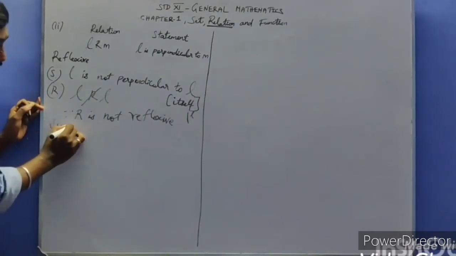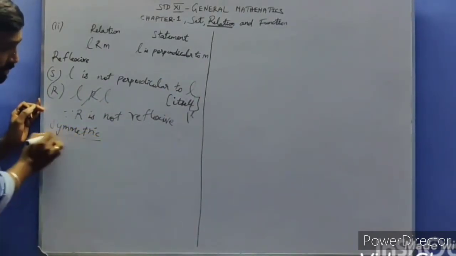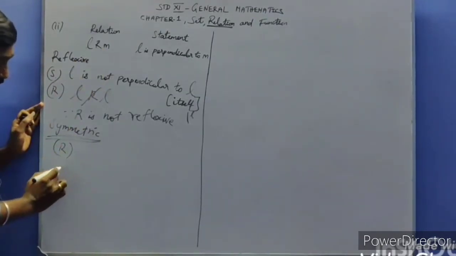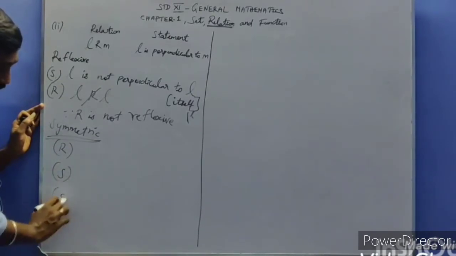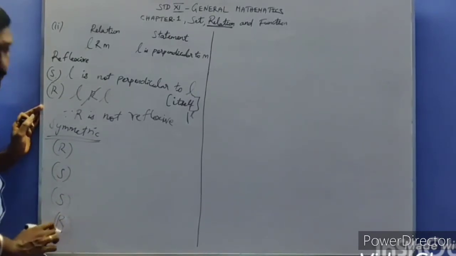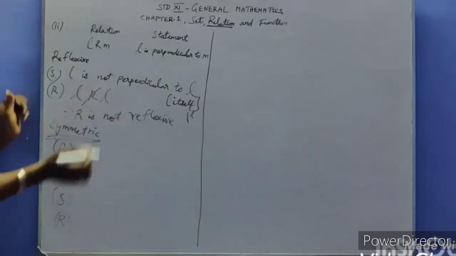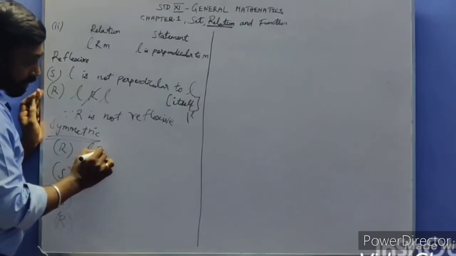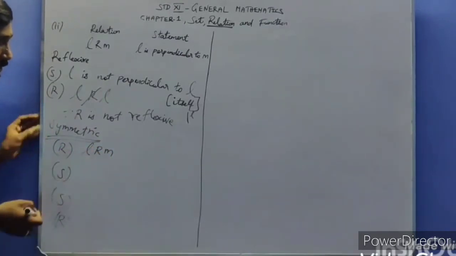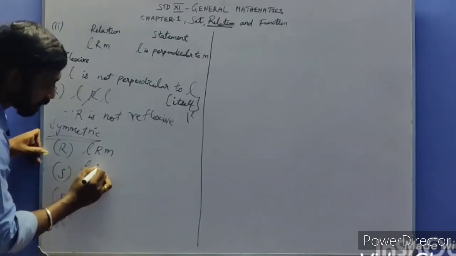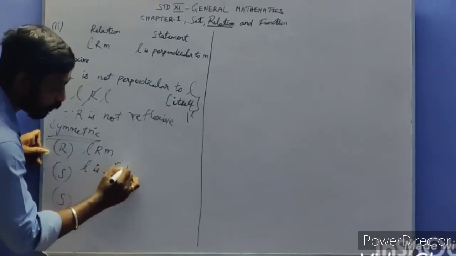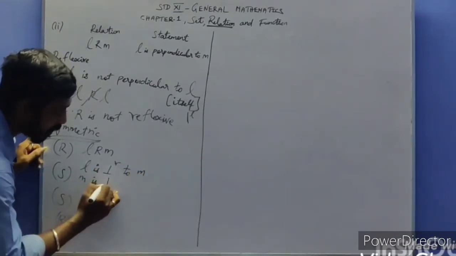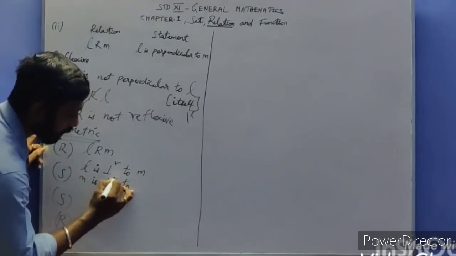Now we are going to find out the symmetric. Listen, symmetric means what is the layer? First you have to find out the relation, then two statements, then finally the relation. So first, what is the relation they are giving here? They have given L related to M. That means symmetric means L is perpendicular to M, then M is perpendicular to L.